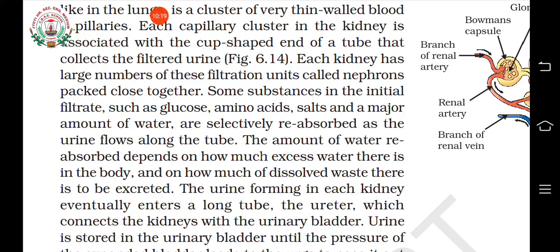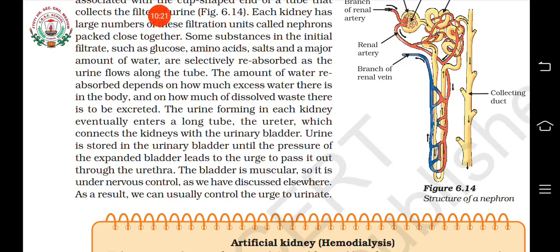Is it clear? So in this way, the collecting duct opens into the kidney's pelvic region, where the ureter starts, and the ureters will collect this urine from the kidney. And it will be going to the urinary bladder. So what is the function of the urinary bladder? The urinary bladder helps in the storing of urine till it is passed out through the urethra.